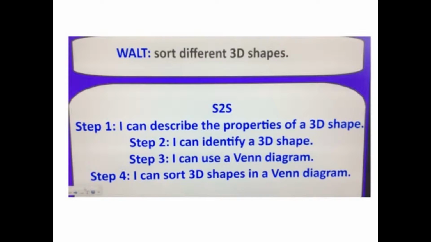Our target today is that we are here to learn to sort different 3D shapes. So, steps to success. Step 1: I can describe the properties of a 3D shape. Step 2: I can identify a 3D shape. Step 3: I can use a Venn diagram. And step 4: I can sort 3D shapes in a Venn diagram.